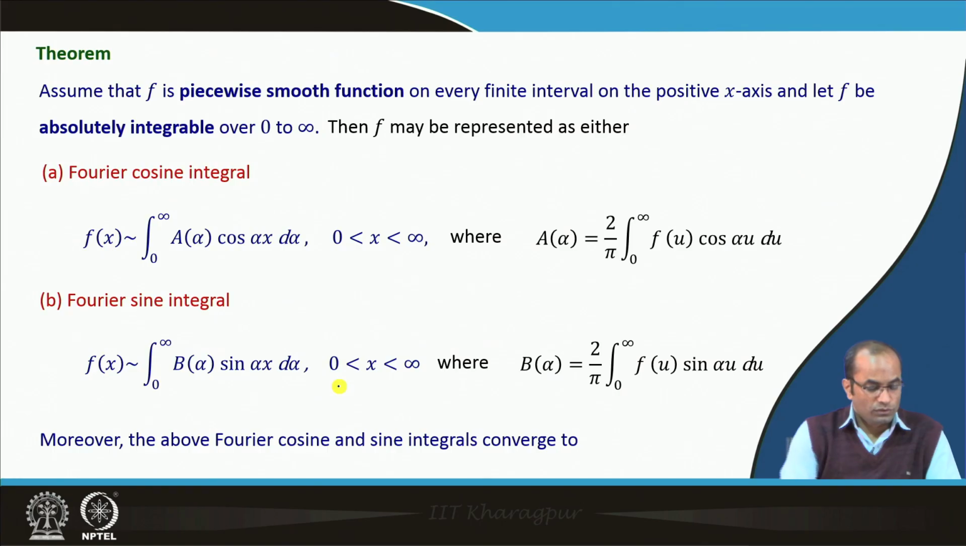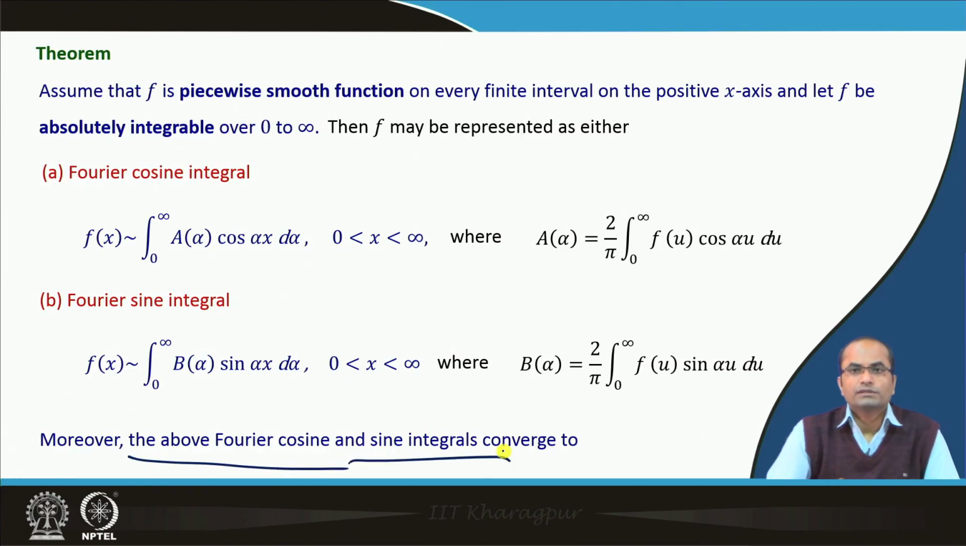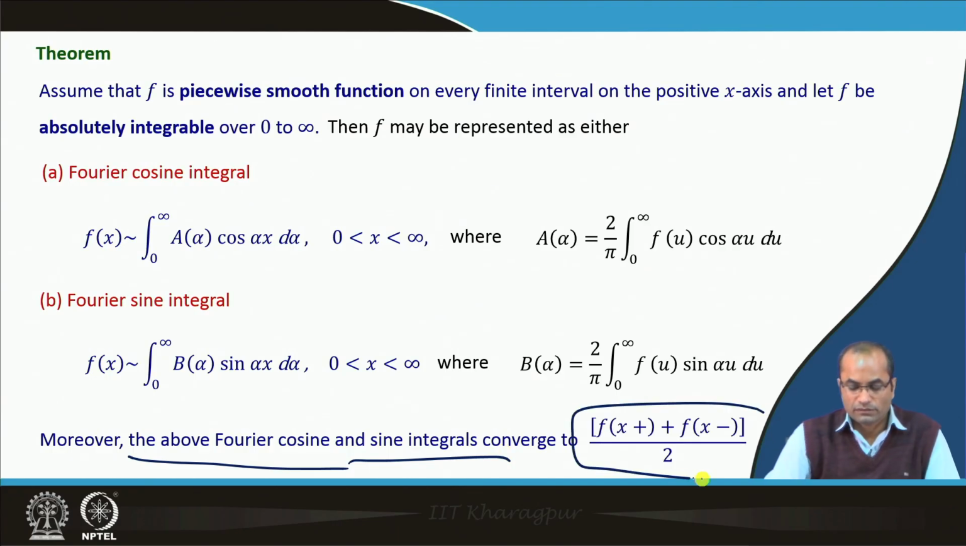Moreover, the above Fourier cosine or sine integral converges. The convergence is exactly what we have already discussed in the previous lecture for the integral representation. So, these integrals will converge to the average value, and at the point of continuity the convergence will be to the function value itself.